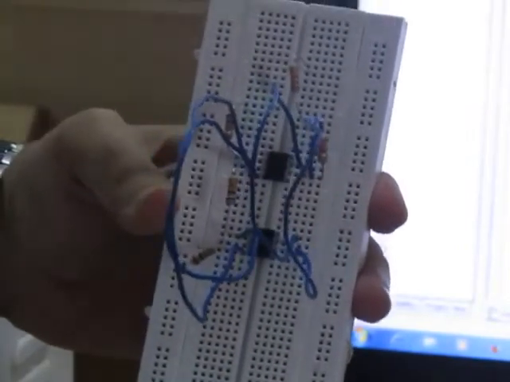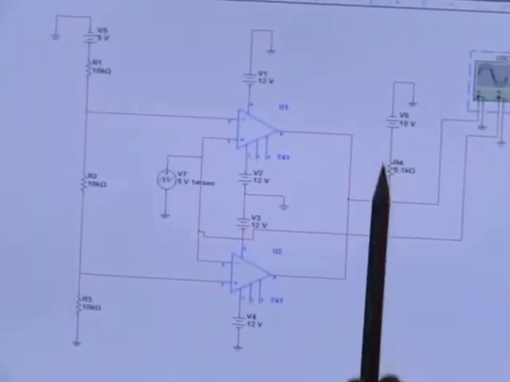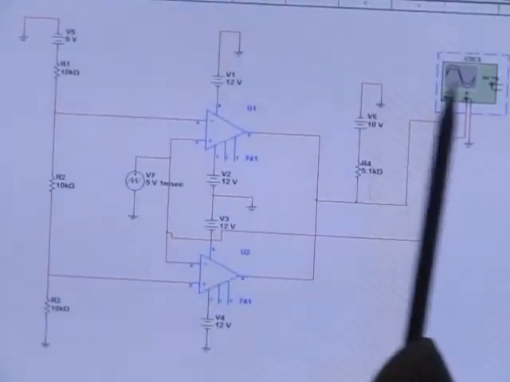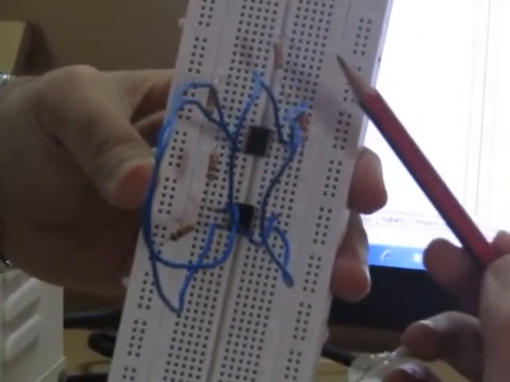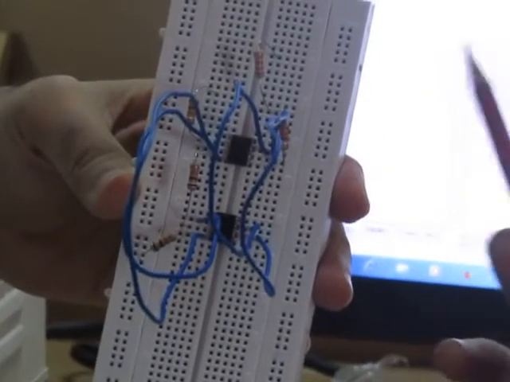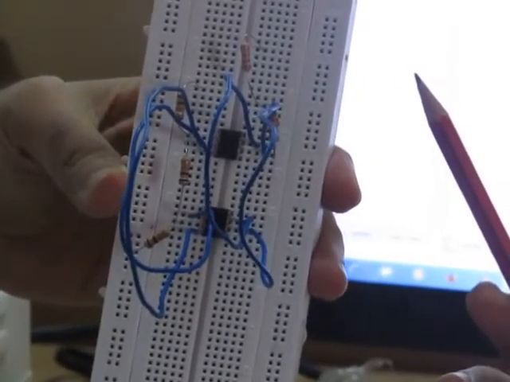Next, you can see that from pin number 6, I am taking one pull-up resistor of 5.1 kilo ohm. But here you can see that two resistors are there because we don't have 5.1 kilo ohm. Hence, I have used two resistors. One is 3.3 kilo ohm and the other is 2.2 kilo ohm. So totally we will get around 5.5 kilo ohm.